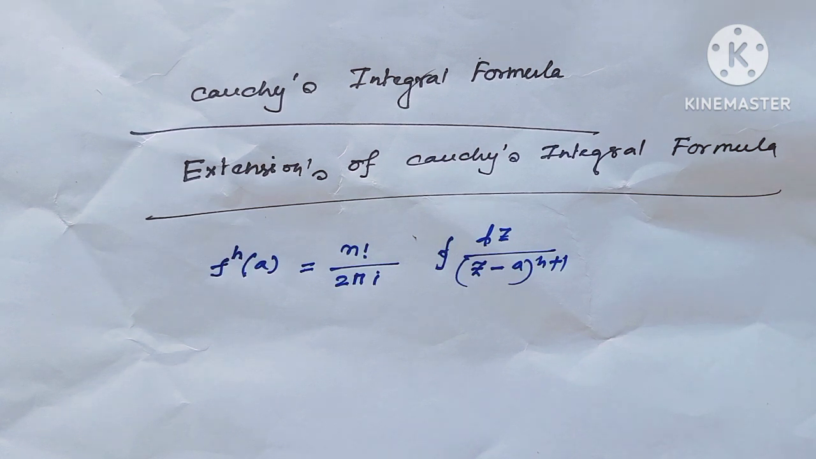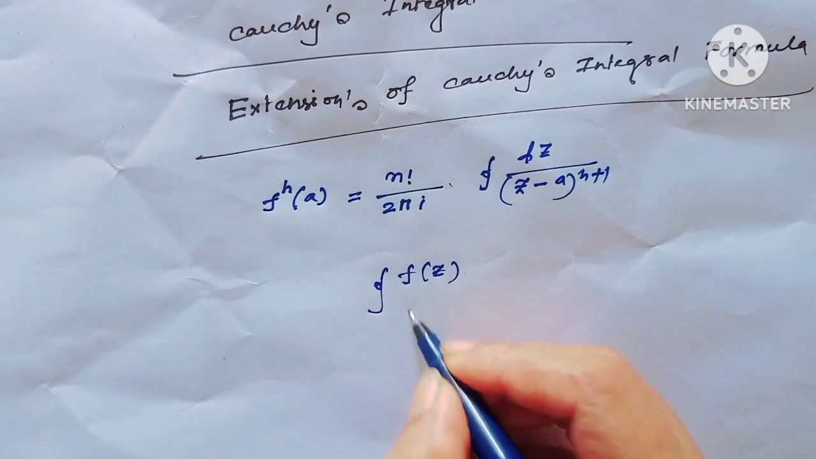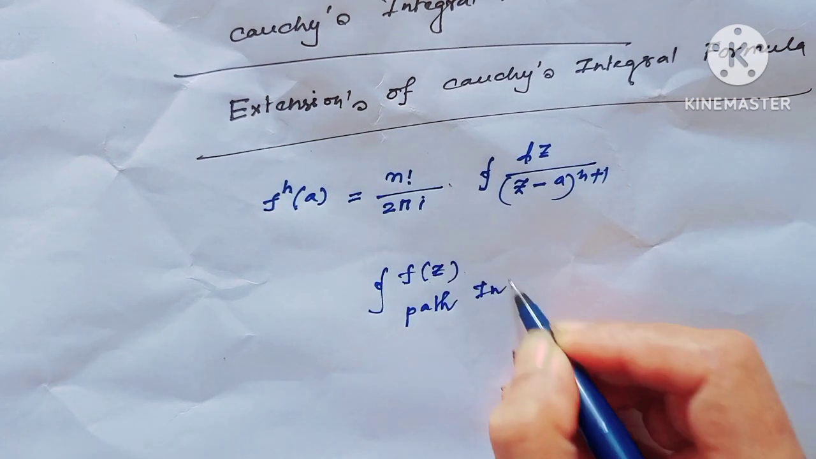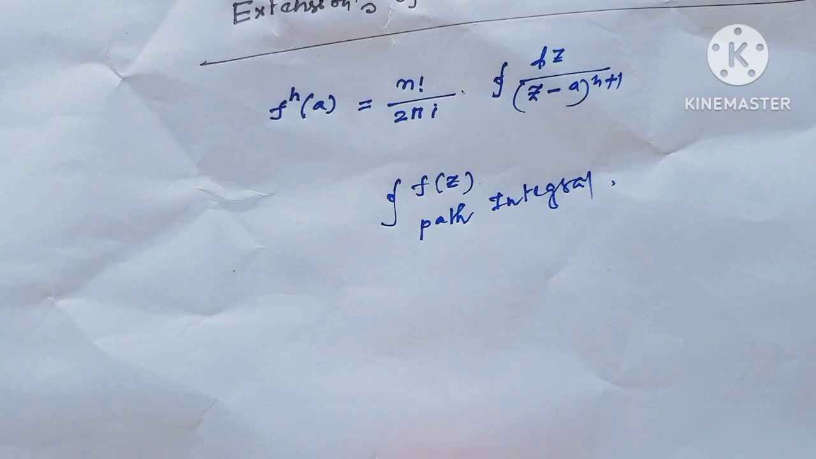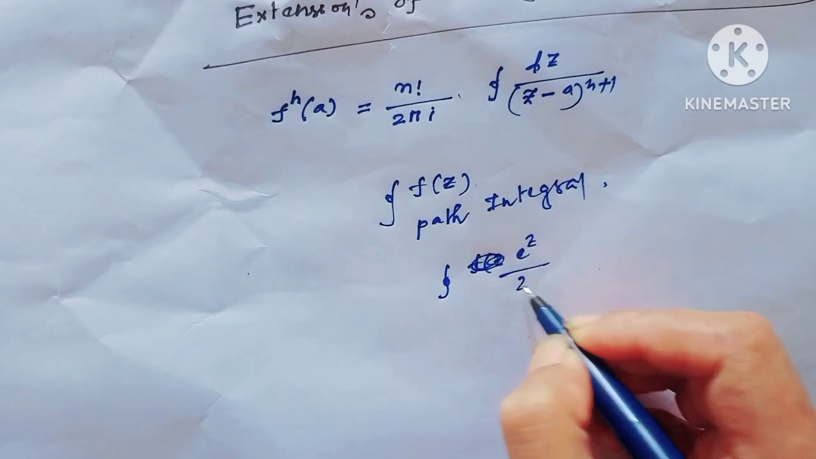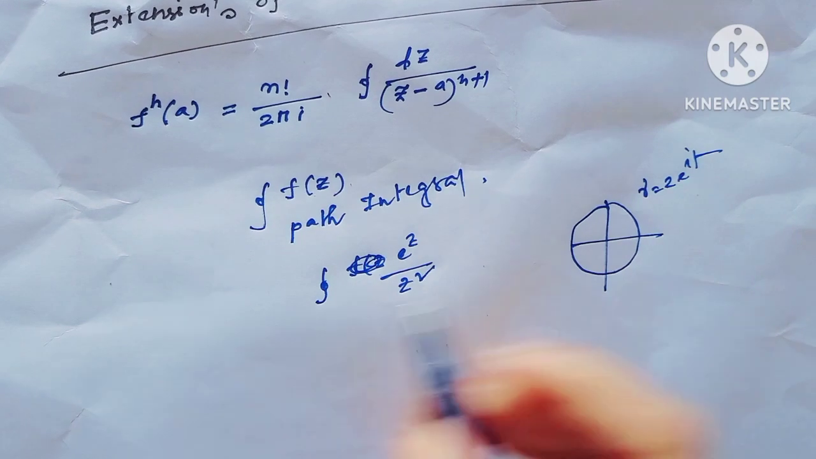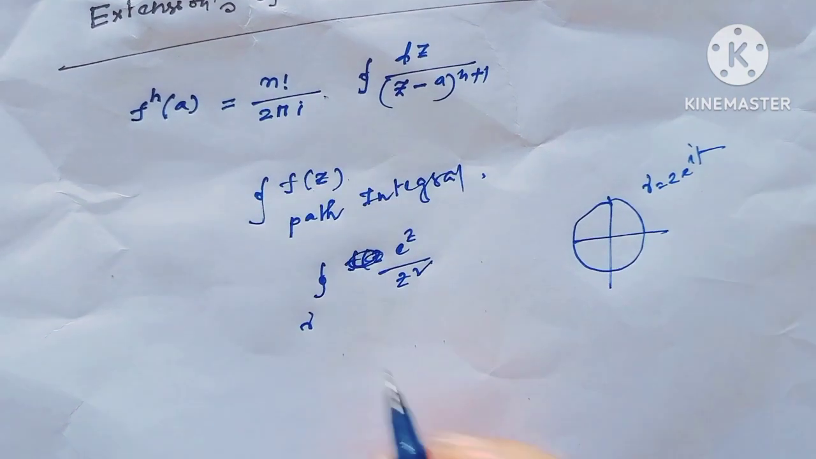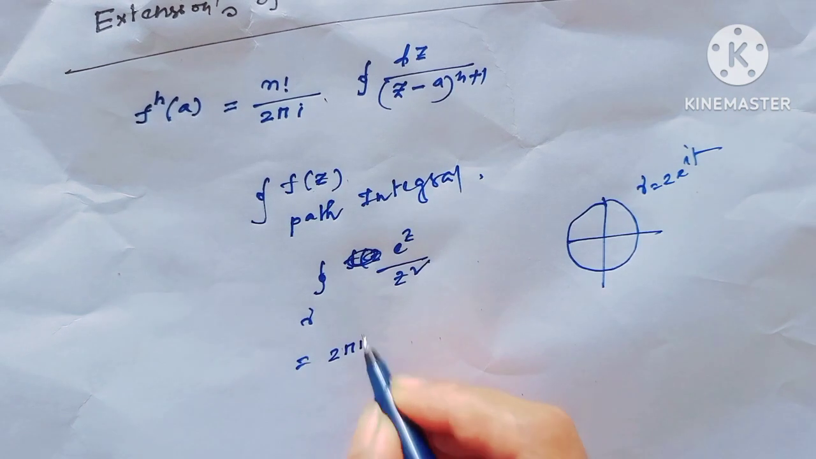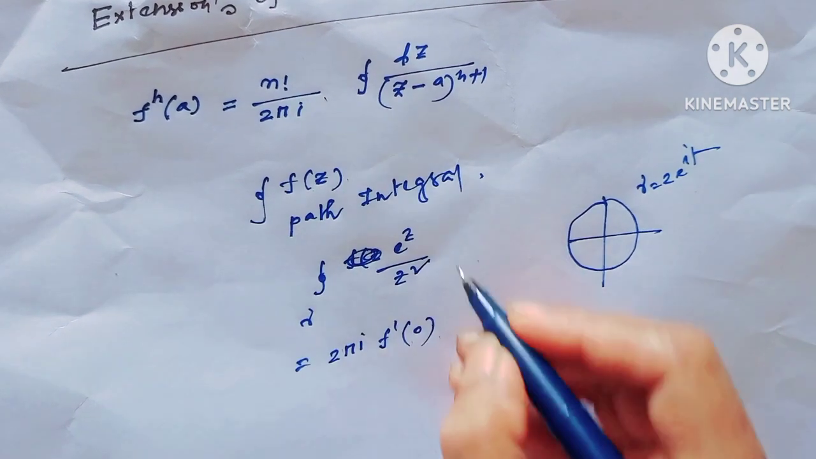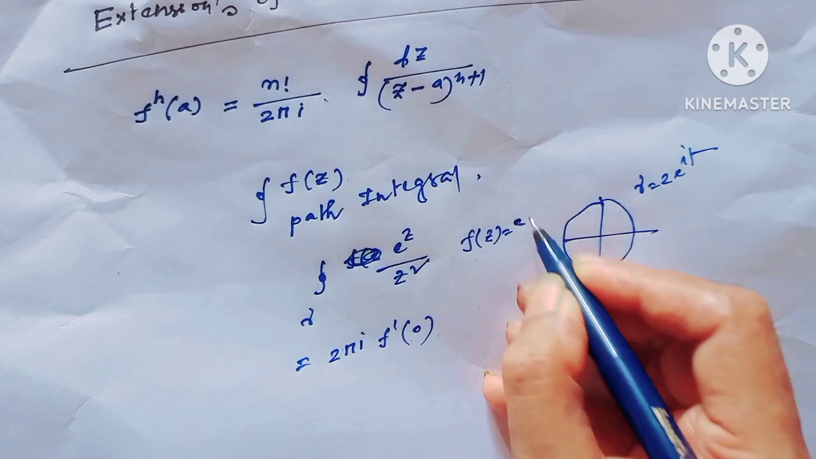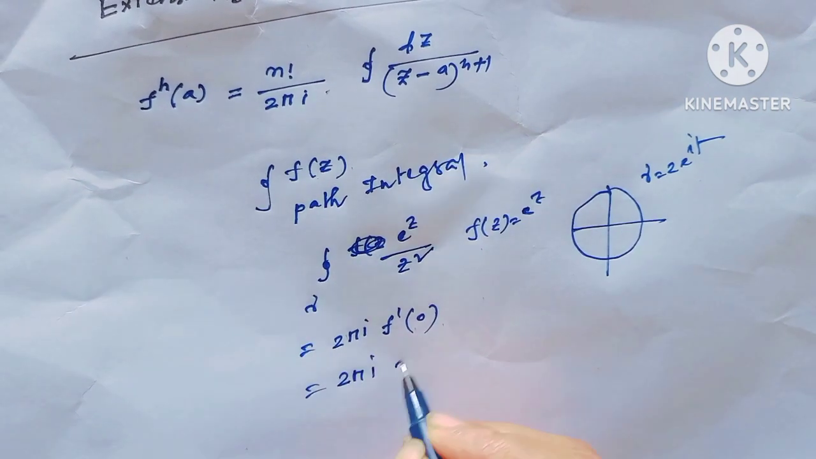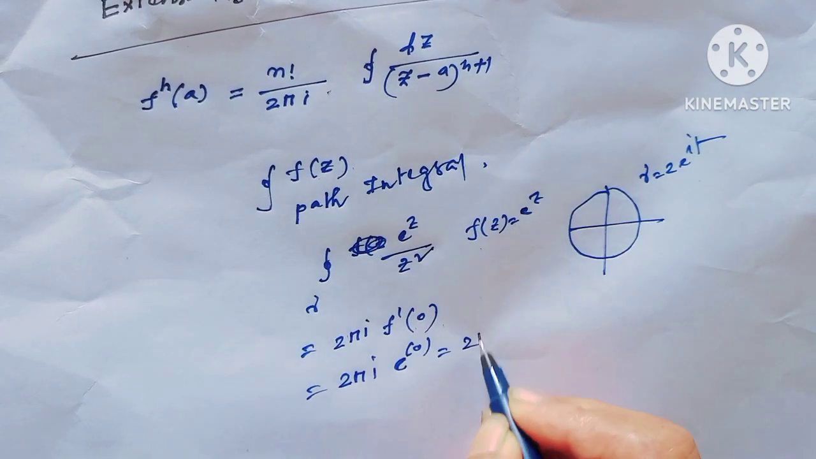In my previous video, I had seen many examples about Cauchy's integral formula and extensions of Cauchy's integral formula. Actually, by this formula, you can evaluate any path integral directly. As for example, the integral of e to the power z over z square over gamma, where gamma is the circle of radius 2, then this value would be 2 pi i f dash 0, and here f(z) equals e to the power z, that means this value would be 2 pi i e to the power 0, and this value would be 2 pi i.